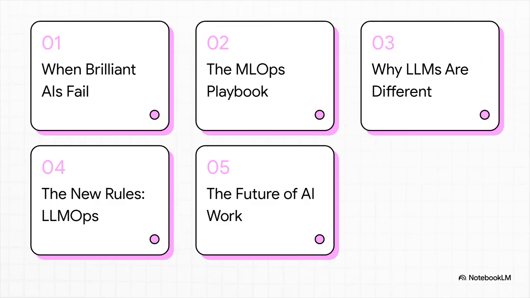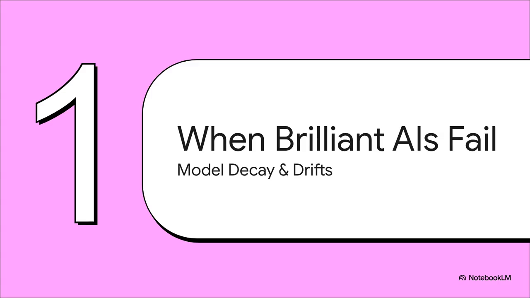So here's our game plan for today. First, we're going to dig into the problem itself. Then, we'll look at the old playbook, MLOps, and figure out why it's not quite enough for these new LLMs. From there, we'll jump into the new rules of LLMOps, and finally, we'll wrap up with what all this means for the future of working with AI. Okay, let's get right to it.